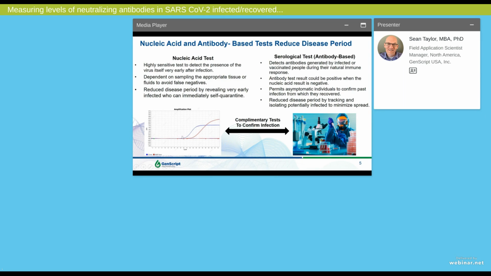So these are complementary tests. As I mentioned before in the previous slide, if the molecular test comes back negative, it's always a good idea to perform a serology test to just assure that that individual hasn't already been infected and has launched an immune response.